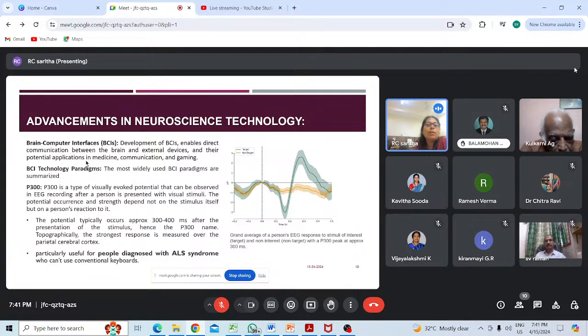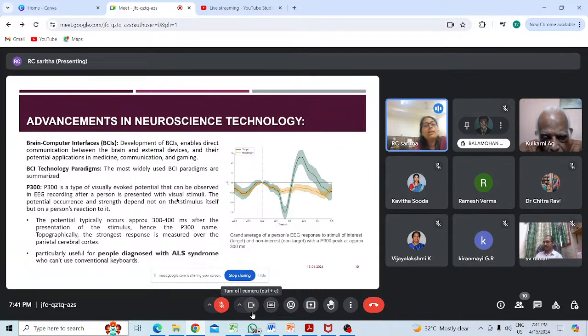One of the perfect paradigms I can say is P300. Just now Vijayalakshmi madam was also giving this information to Kulkarni sir. So P300 is a visually evoked potential that can be observed in an EEG recording after a person is presented with a visual stimulus. That means if a patient is there, how the patient reacts to a visual stimulus. You give one card in front of the patient, and how the patient, or any user, reacts to it, how the EEG signals react if you put a stimulus in front of the patient, we are able to record it.